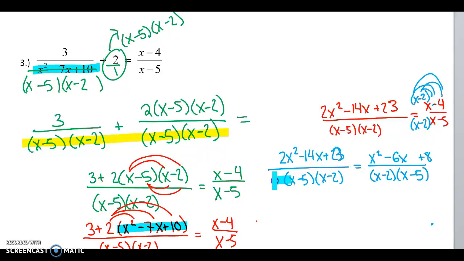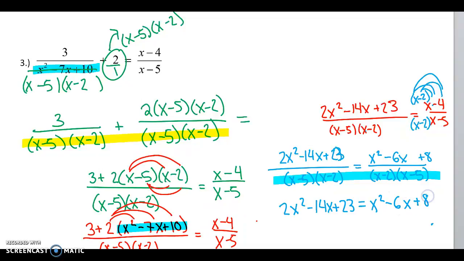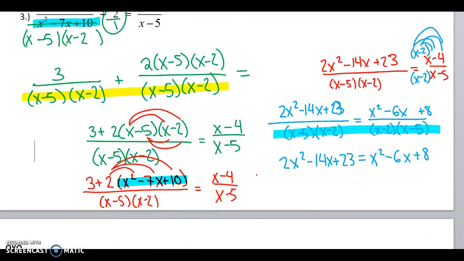So now that the denominators are the same, again, all that has to happen is that the numerators are the same for these two fractions to be equal. So I can set 2x squared minus 14x plus 23 equals this. And then you have to figure out how to solve this beast, which is why we spend a lot of time on quadratics. I guess that's not really why, but it's a benefit.